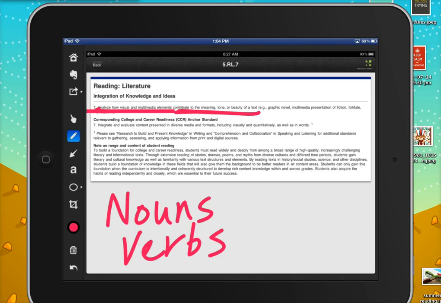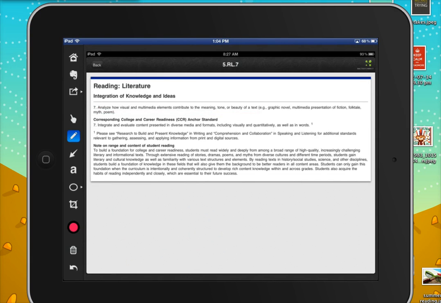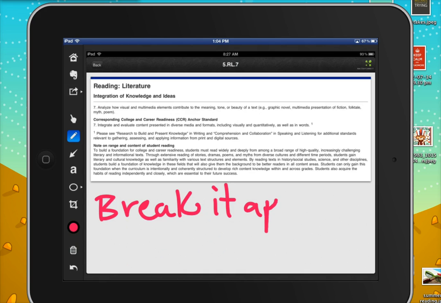Now we understand what analyzing elements contributing to the meaning of a text may mean, but our students are not going to be able to understand that as simply. So our job is to take those nouns and verbs and put it in more kid-friendly language. Analyze, in a kid-friendly way, we know, means to break it apart. So we have to break apart the story to see how they contribute. Another word for contribute could be to see what they add to the story. So we break apart the story to see what these elements add to the meaning, to the tone of a text.